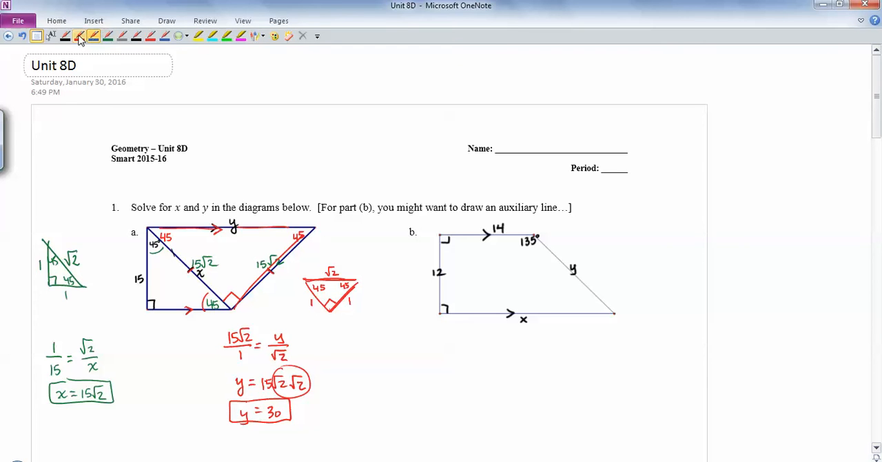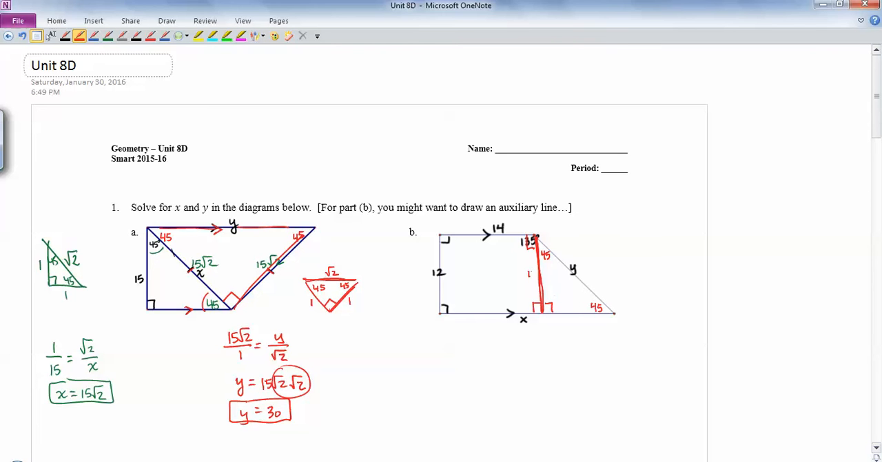Okay, in the next one, part B, it mentions an auxiliary line. Now typically you want to either extend lines that already exist or draw lines that are either parallel or perpendicular to lines that already exist. And often a good hint is to think about rectangles. So one place you could draw a rectangle would be right here. And if I do that, then I force these guys to be 90. And 135 minus 90 leaves 45 degrees right there. This would be 90, so this would have to be 45. So notice we got another 45, 45, 90 over here.